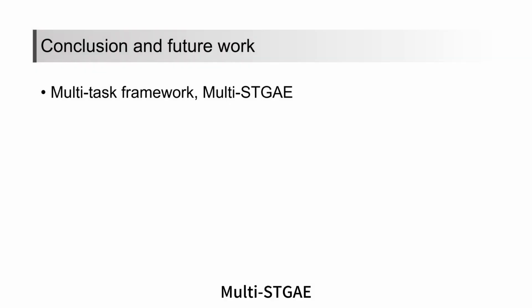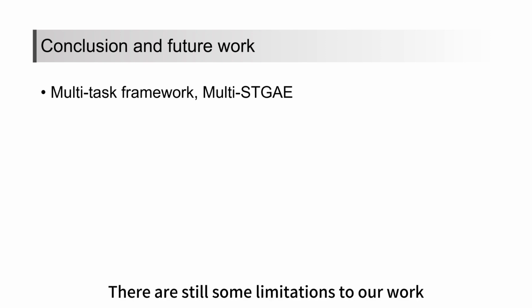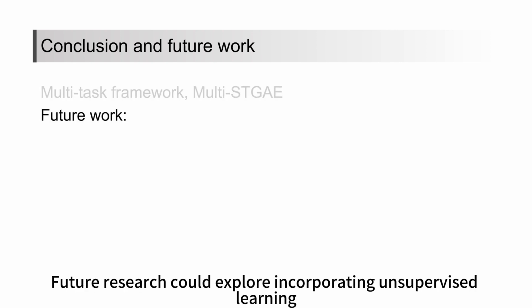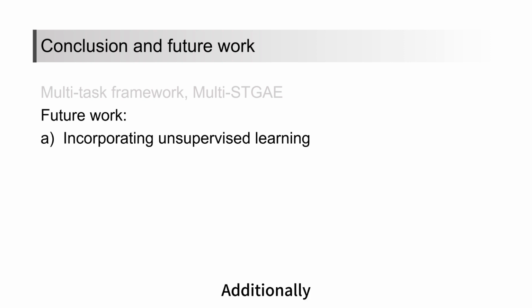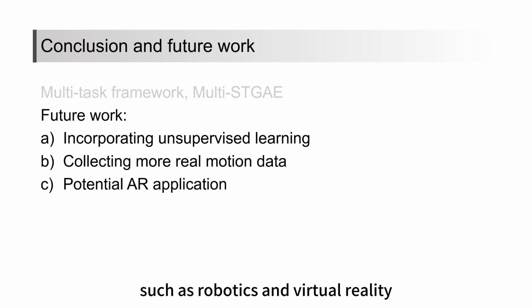Part 6, Conclusion and Future Work. In summary, we proposed a multitask framework, Multi-STGAE. The proposed method achieves better results than state-of-the-art methods. There are still some limitations to our work, such as the domain gap issue. Future research could explore incorporating unsupervised learning and collecting more real motion data to improve the generalization performance of the model. Additionally, the proposed method could be extended to other types of motion data and applied to different fields, such as robotics and virtual reality.